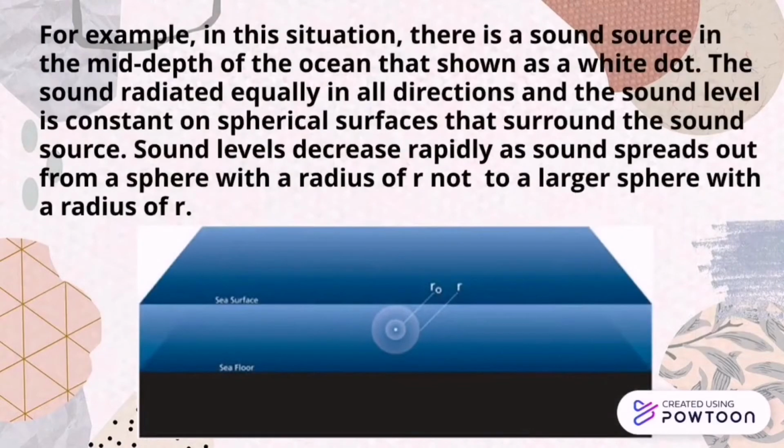For example, in this situation, there is a sound source in the mid-depth of the ocean that is shown as a white dot. The sound radiates equally in all directions, and the sound level is constant on spherical surfaces that surround the sound source. Sound levels decrease rapidly as sound spreads out from a sphere with a radius of r0 to a larger sphere with a radius of r.